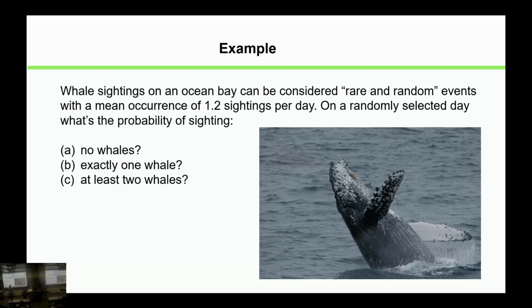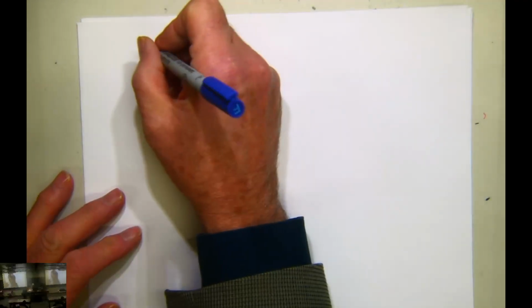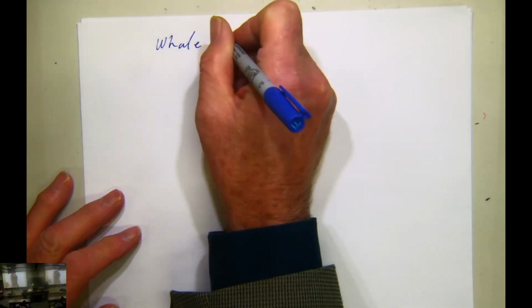So let's just do one of these anyhow. Maybe we'll get to 2. On a randomly selected day, what's the probability of selecting? Okay, so we're going to leave that question. I need my doc camera. Okay. Oh, absolutely excellent. What excellent timing. Okay. So, whale example.